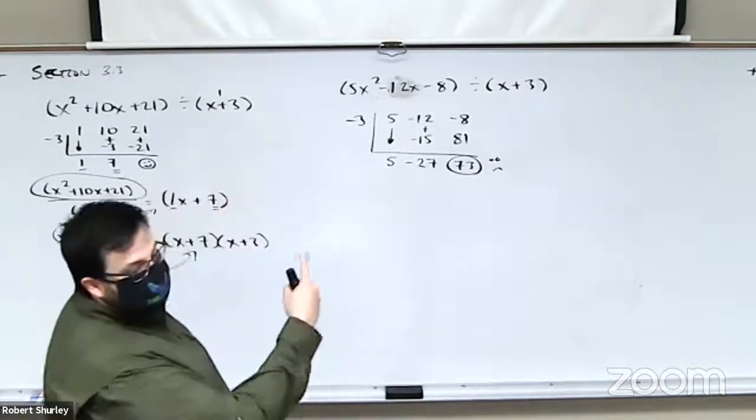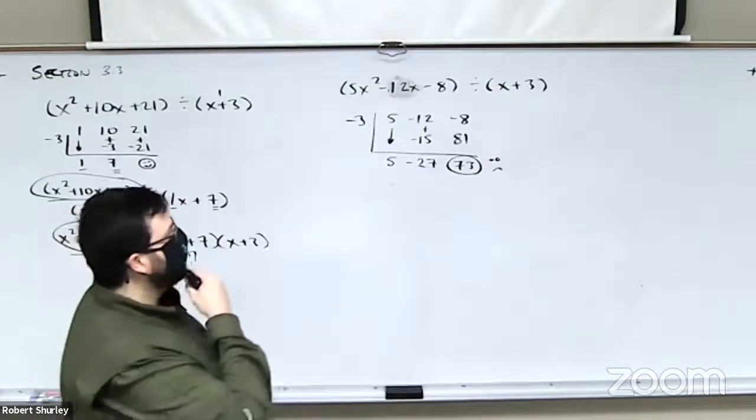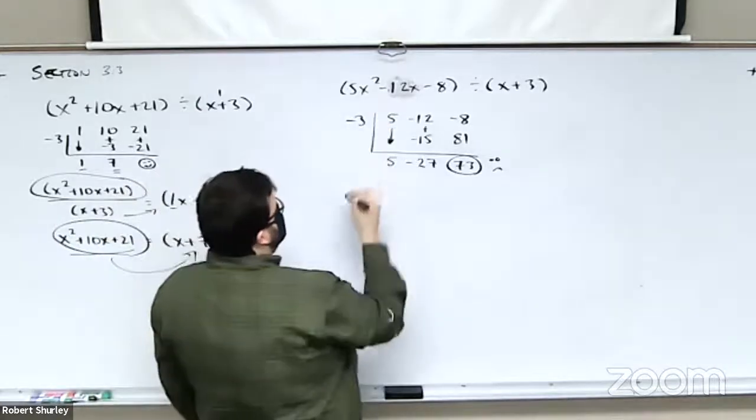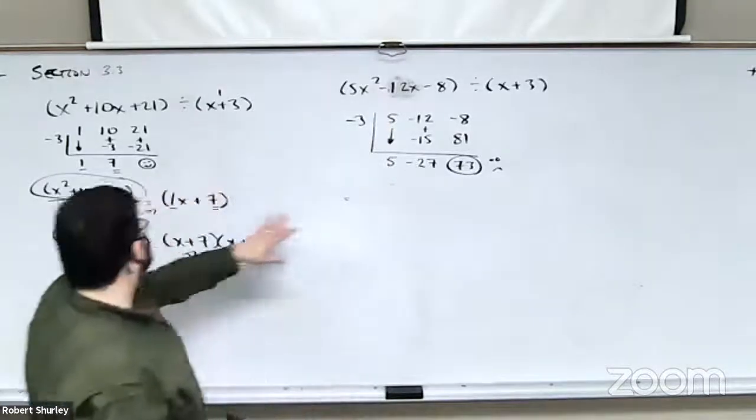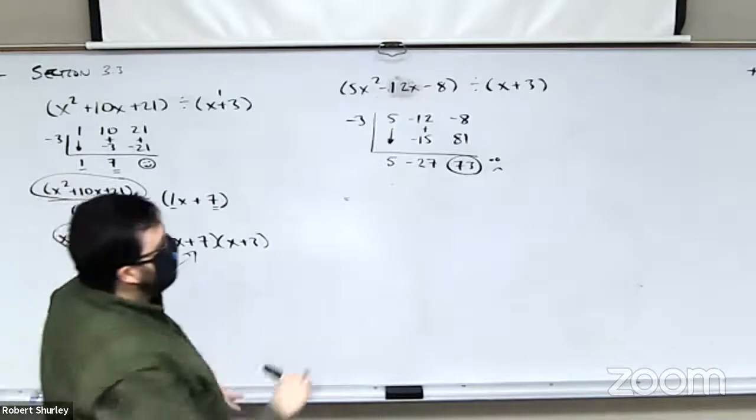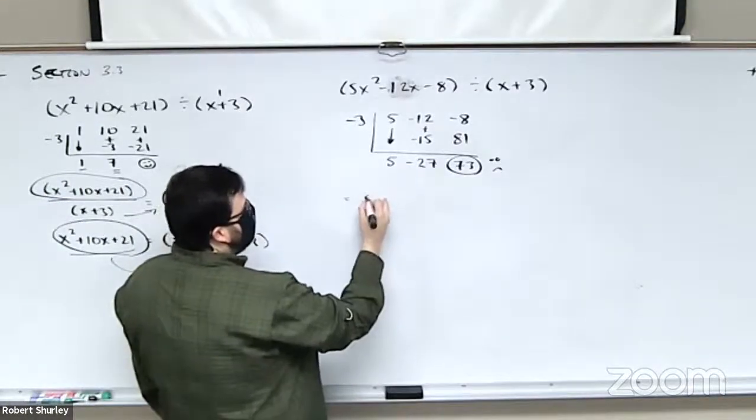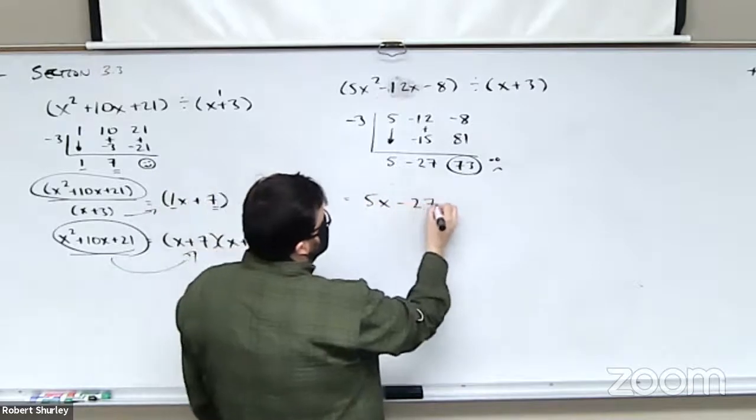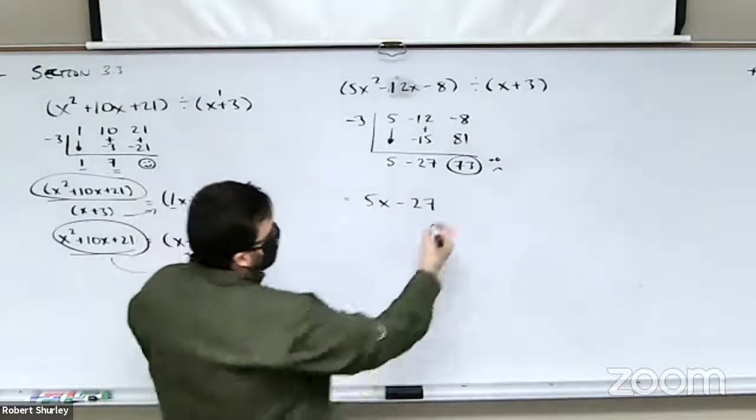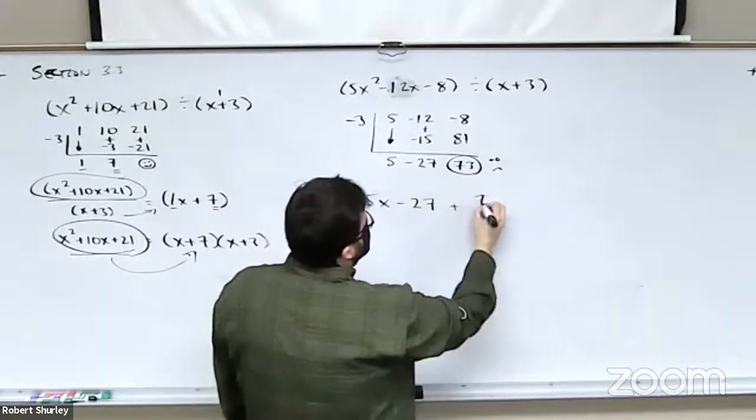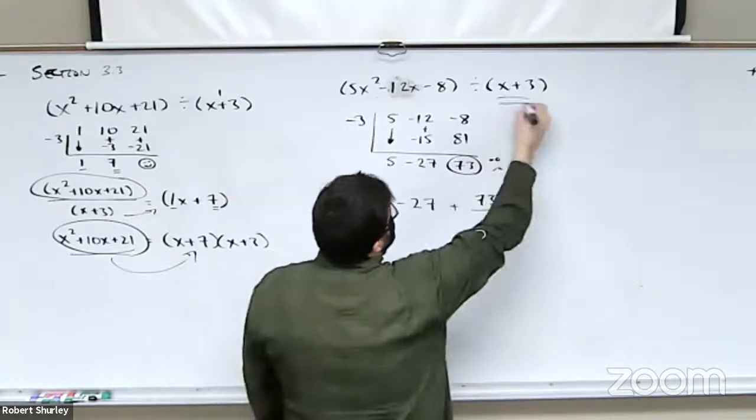But let's see how to write this. So this is equal to, it's not going to help us with factoring, right? But it's equal to, now that's our remainder, our constant, and our x, so 5x minus 27 plus, and now we do remainder over divisor.